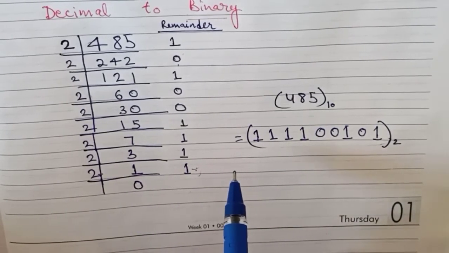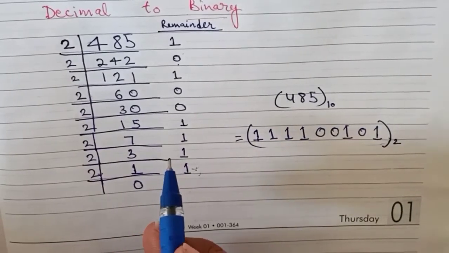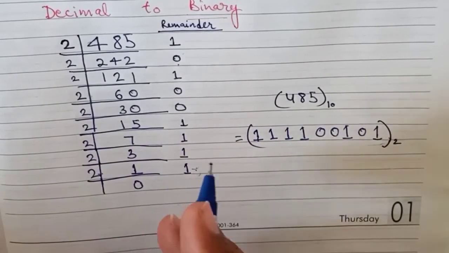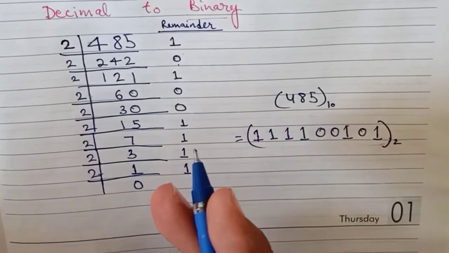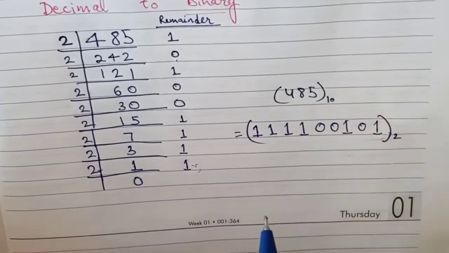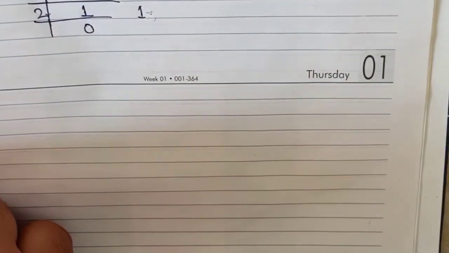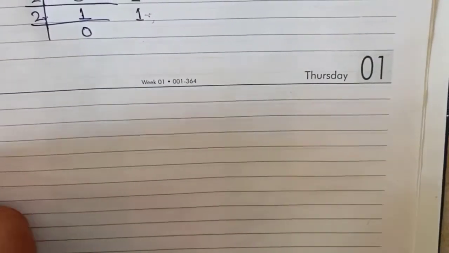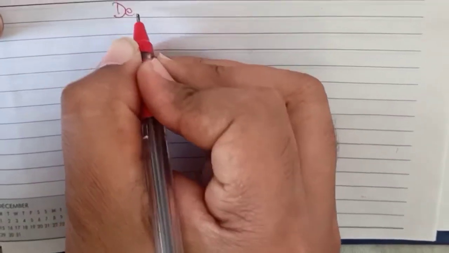And the next thing that we will do is take an example of a fractional decimal number, and we will try to convert it into the equivalent binary. So let us take an example. Again, this is decimal to binary.